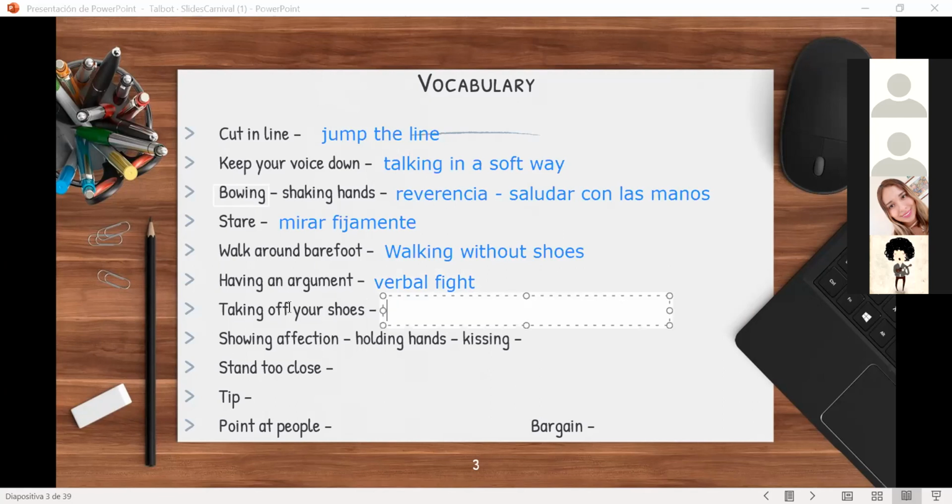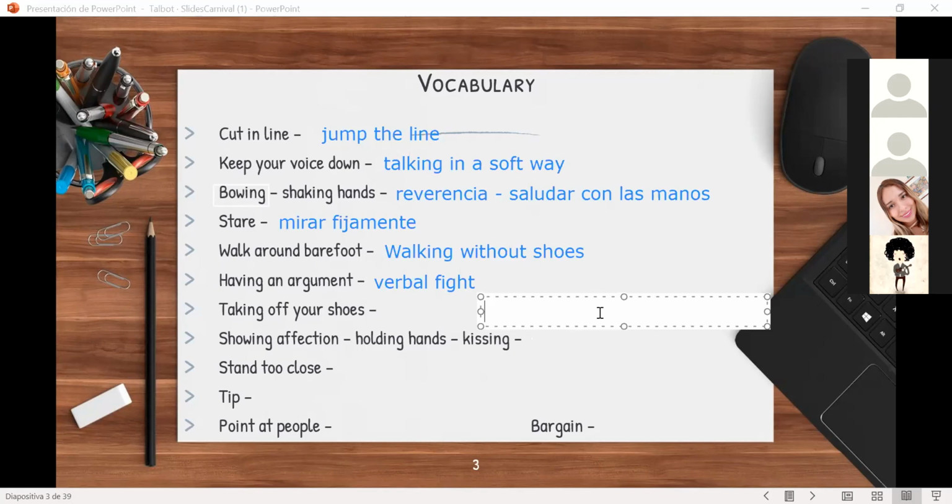So let's see. Do you know the meaning of taking off your shoes? Quitarse los zapatos. Yeah, that's it. Okay. Taking off your shoes, it's clear. So let's see now with the next one. Showing affection, holding hands, and kissing. Who wants to tell me the meaning of these three phrases? Showing affection, mostrar afecto.